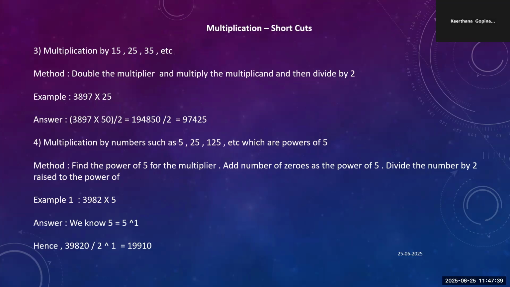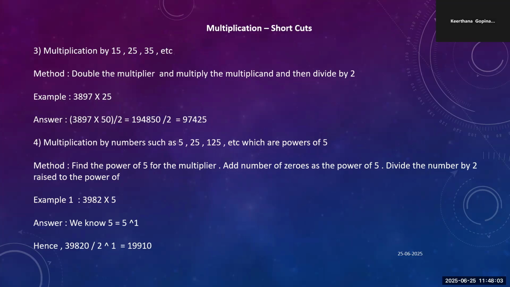5 cube means 5 power 3, which is 5 into 5 into 5. That is 25 into 5, which is 125. So in case you have to multiply a number, let us say 3982 into 125.